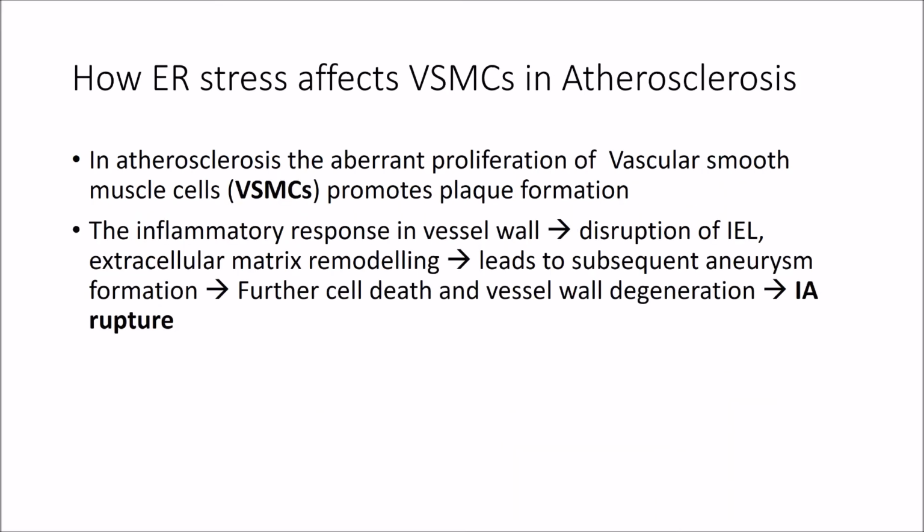VSMCs. In atherosclerosis, the aberrant proliferation of VSMCs will promote plaque formation. There's an inflammatory response in the vessel wall, thus leading to the disruption of the IEL and extracellular matrix remodeling, leading to subsequent formation of a bulge or a distension of an artery. This will cause further cell death as well as vessel wall degeneration, ultimately culminating in IA rupture.